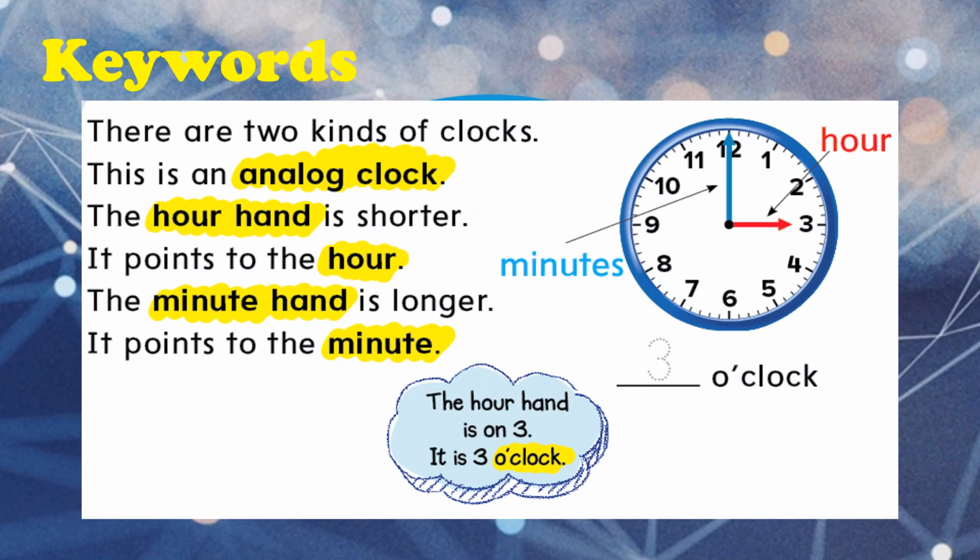Kids, there are actually two kinds of clocks. One is the digital clock, another is the analog clock. This is an analog clock, and you will learn about this today. That is the hour hand, and it is shorter than the minute hand. This is the minute hand. It is longer than the hour hand. It points to the minute.